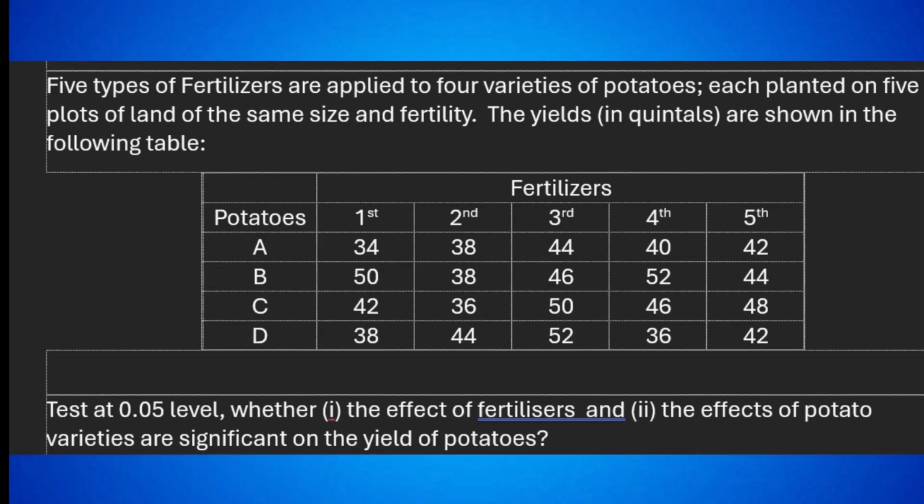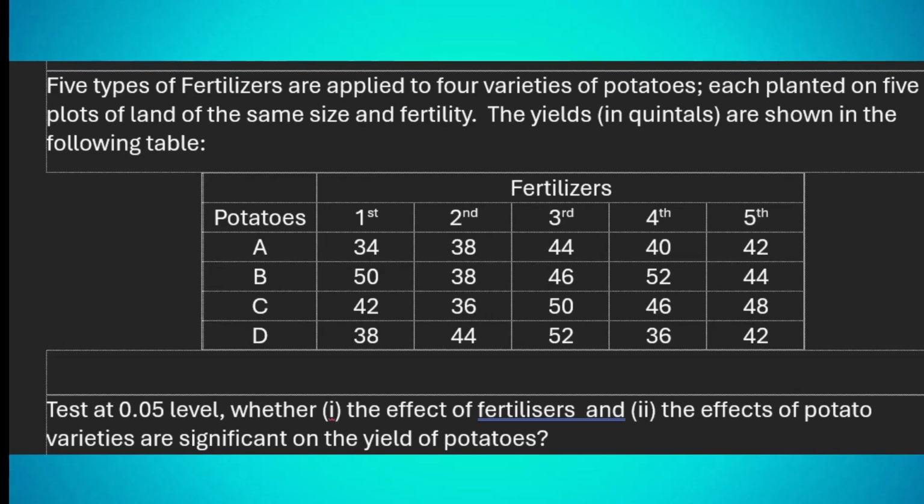5 types of fertilizers are applied to 4 varieties of potatoes, each planted on 5 plots of land of the same size and fertility. The yields in quintals are shown in the following table. Fertilizers along the column and potatoes along the rows. Please observe the values. I am not going to read them.